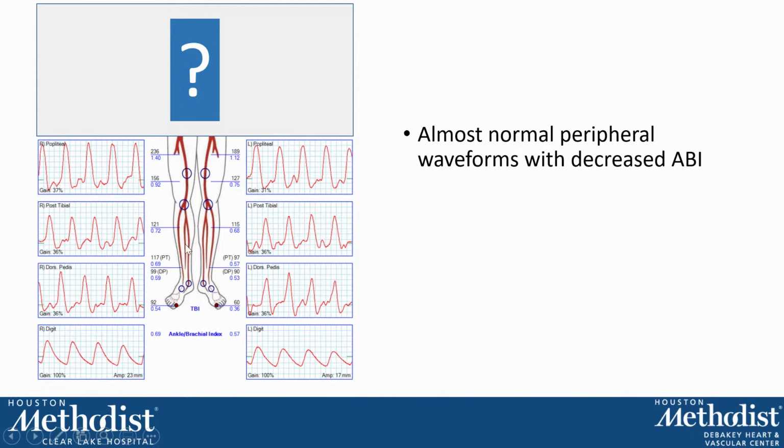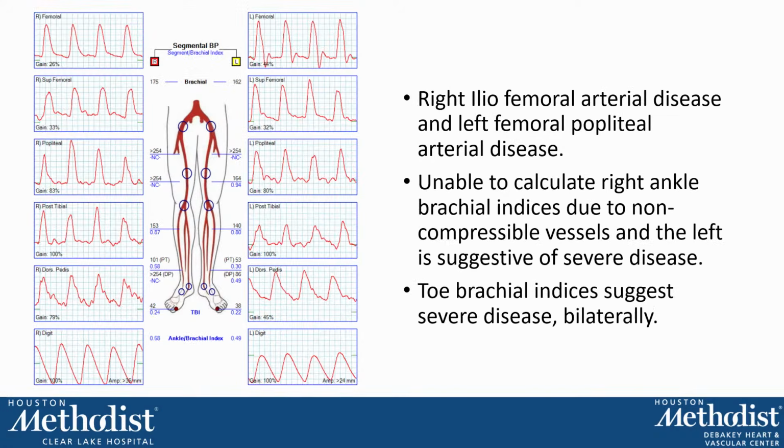But what we're looking at is the ankle brachial indices are significantly decreased. They're in the moderate range on both sides. And how can you have normal waveform with moderate range? Well, because you have more proximal inflow disease. And if you look at this, you see, and that was that patient, okay?